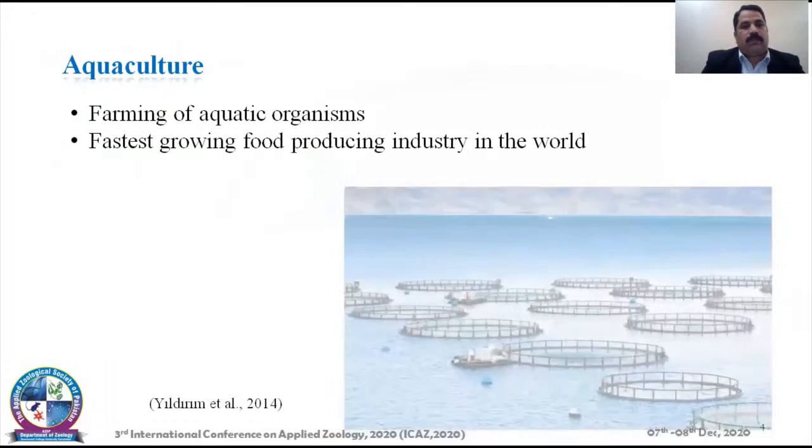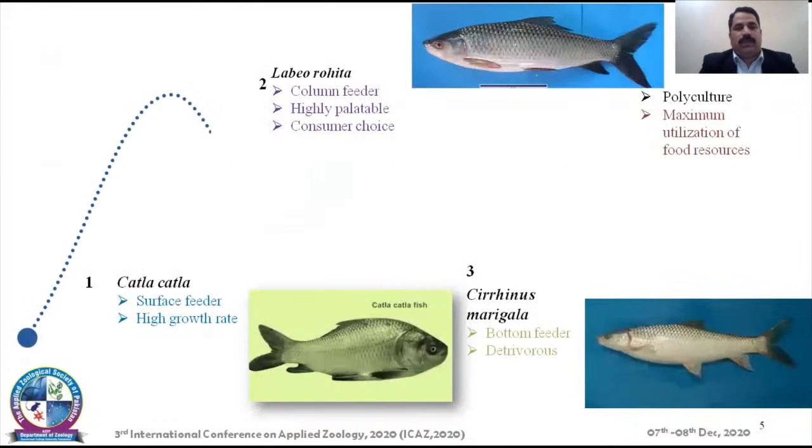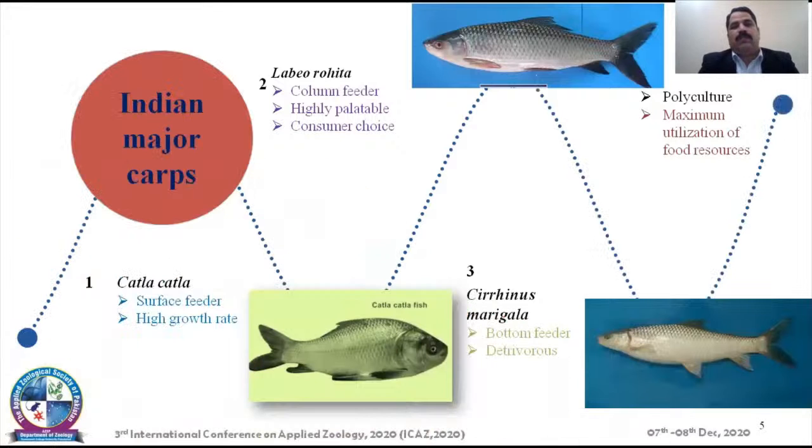Aquaculture is basically the culturing of aquatic organisms including fish, mollusks, crustaceans, and aquatic plants. Fish is acknowledged as a major nutrient-rich animal source food. In this slide, we can see that Indian major carps are being cultured in Pakistan on a large scale.